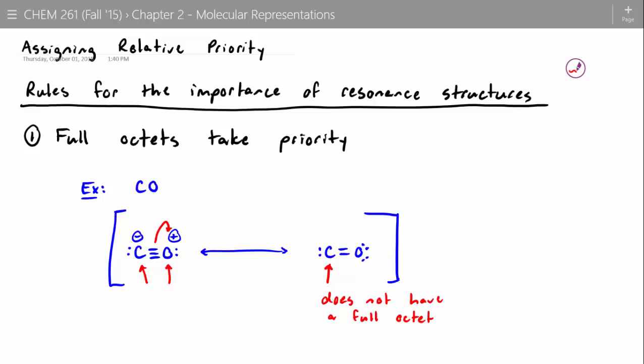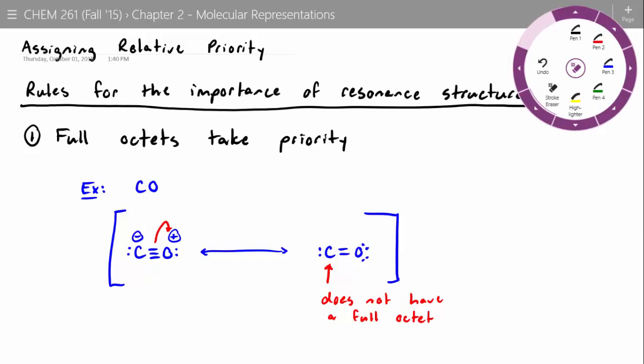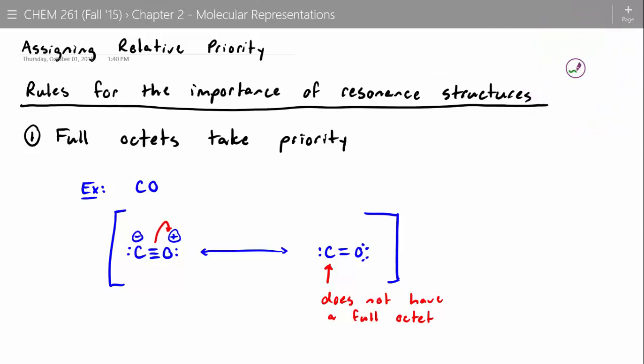What do you mean by that? Meaning if we count the electrons around this carbon, we've got 2, 4, 6. We don't have 8 total electrons around it. So if we're assigning priority here, we would list this one as our major contributor, and we would list this one as our minor contributor.